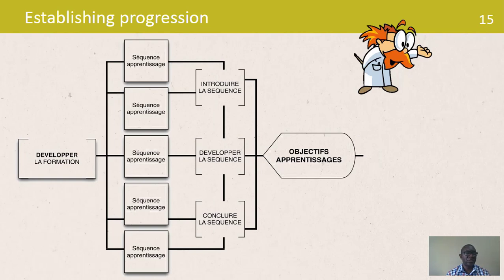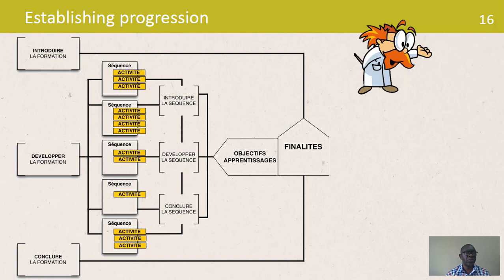Each sequence is structured to include introduction: what are the learning objectives? Development: implementation of activities. Conclusion: are the objectives being met? Each sequence consists of 1 or more activities. The structure and flow can be presented as follows.